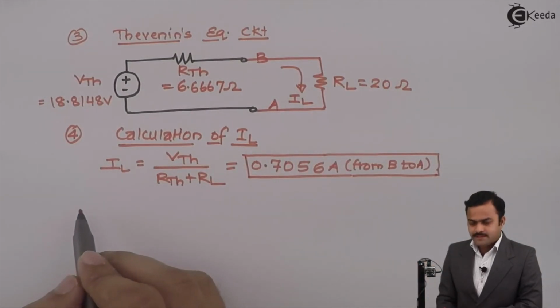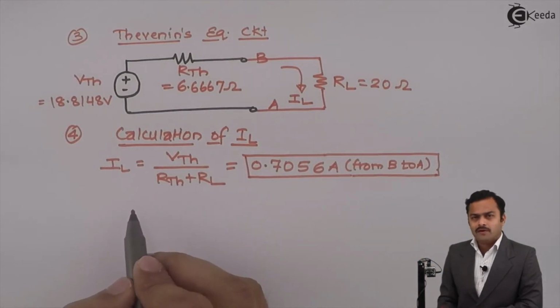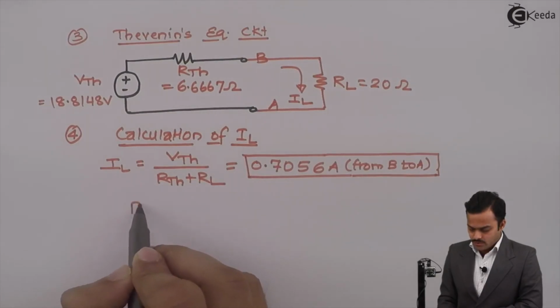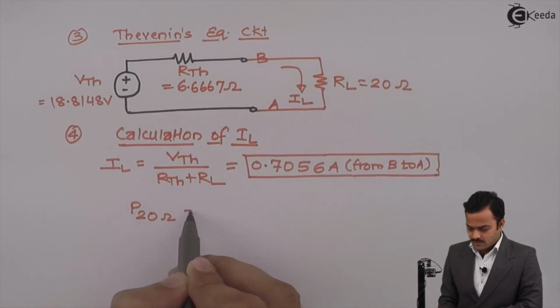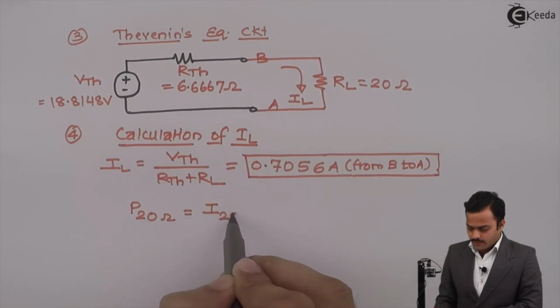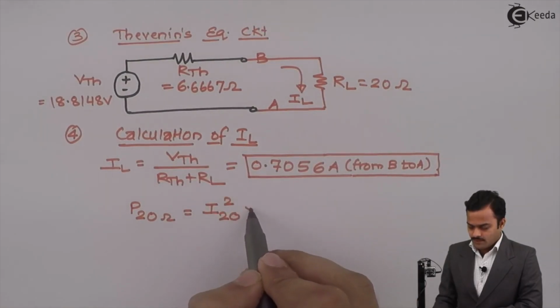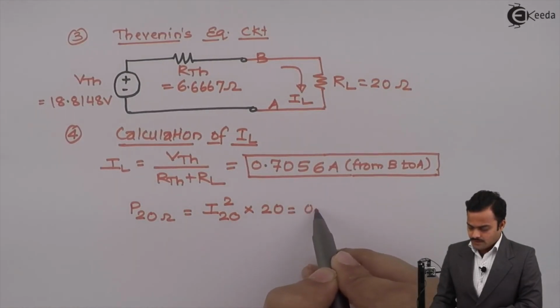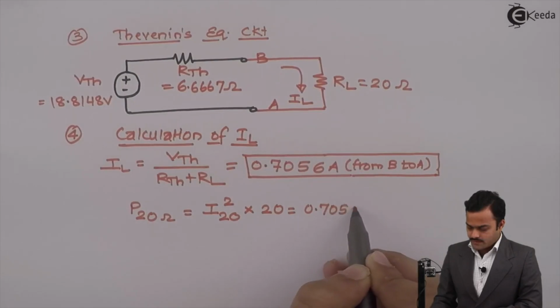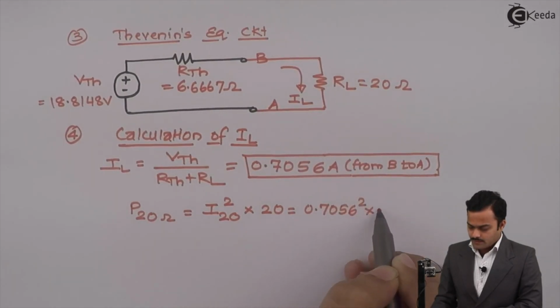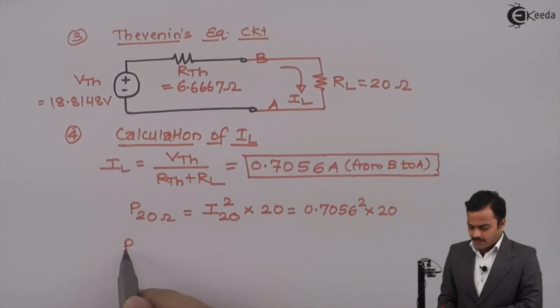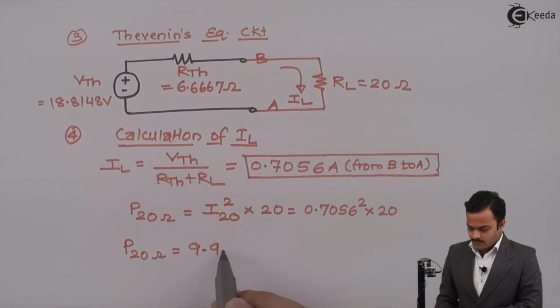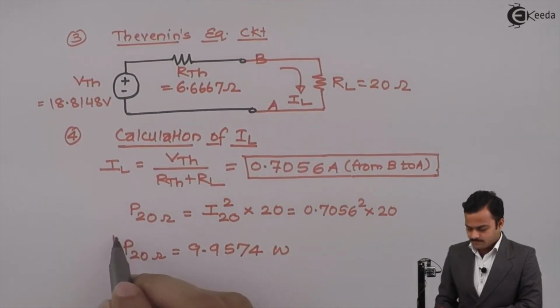But in this problem, we are supposed to find out the power consumed by the load resistance. So power consumed by the 20 ohm resistance is I 20 ohm square multiplied by 20. So if I substitute the value, that is 0.7056 square multiplied by 20, I will get an answer equal to 9.9574 watt.